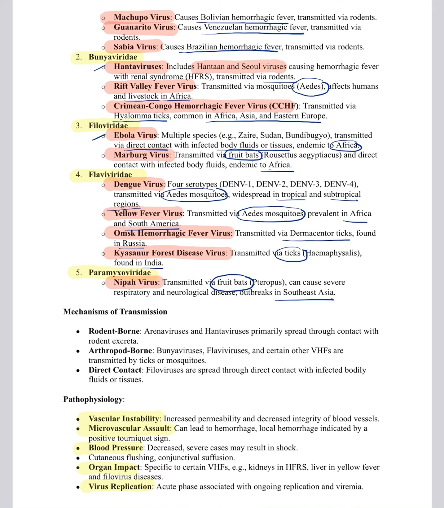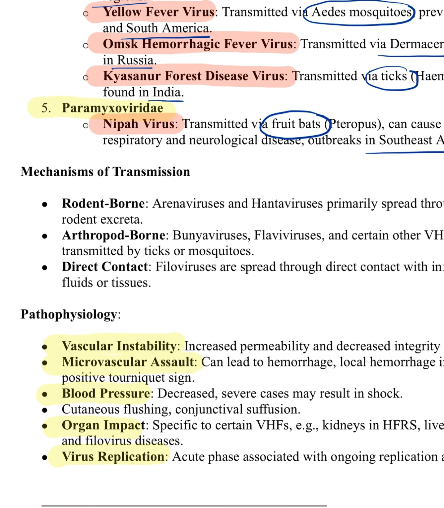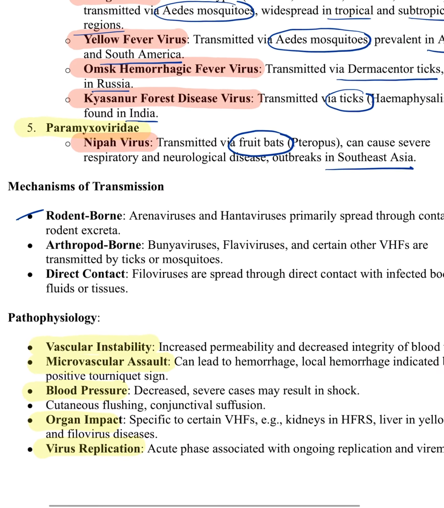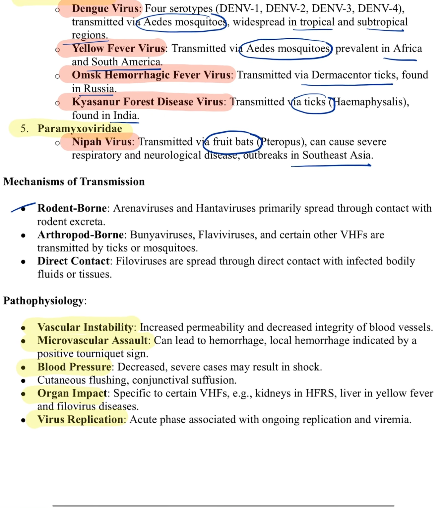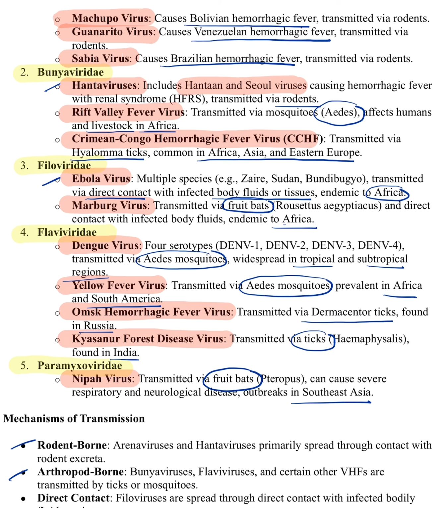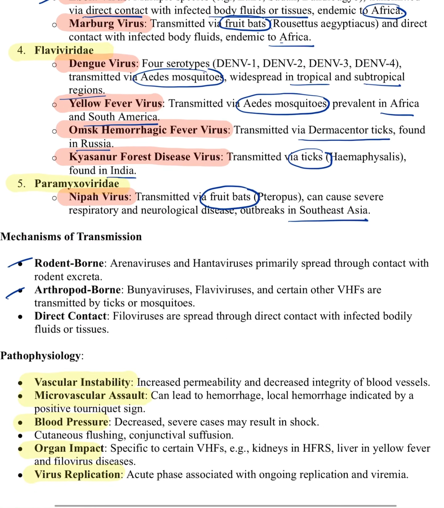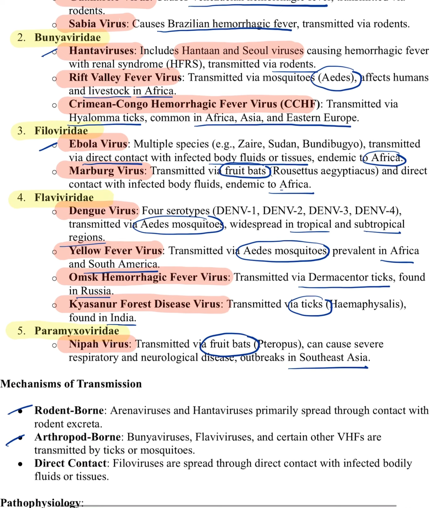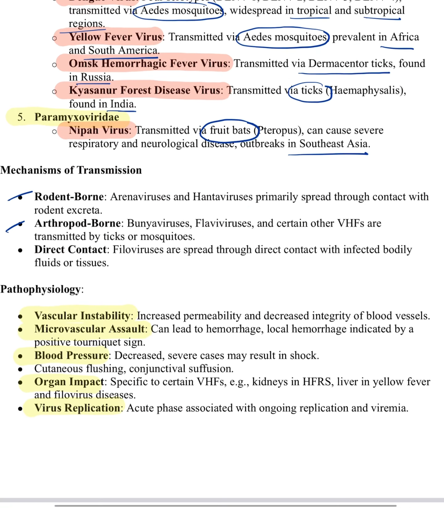So these are all the families of viruses and the viruses themselves which cause viral hemorrhagic fever. Mechanisms of transmission are different. As I said, rodent borne, like in the case of arenaviruses and some hantaviruses. Next is arthropod, that is through mosquitoes, for example flavivirus, that is dengue virus, and Bunyaviruses also, like Rift Valley fever, which is transmitted by mosquito and direct contact. Some viruses like the Filoviridae family, Ebola and Marburg virus, spread through direct contact. So different methods of transmission are there.